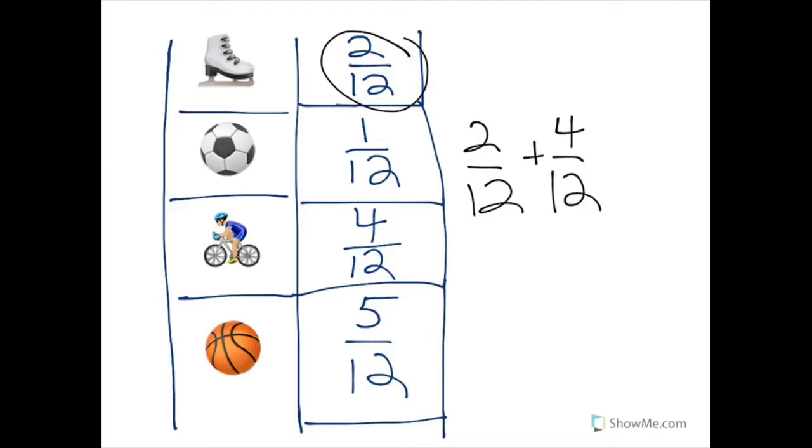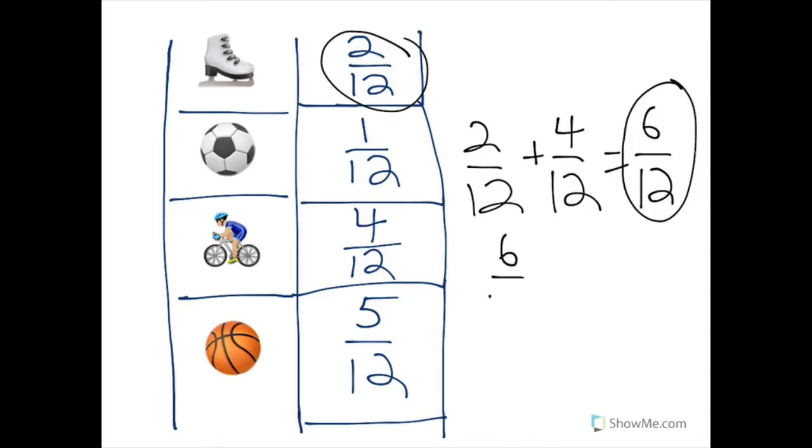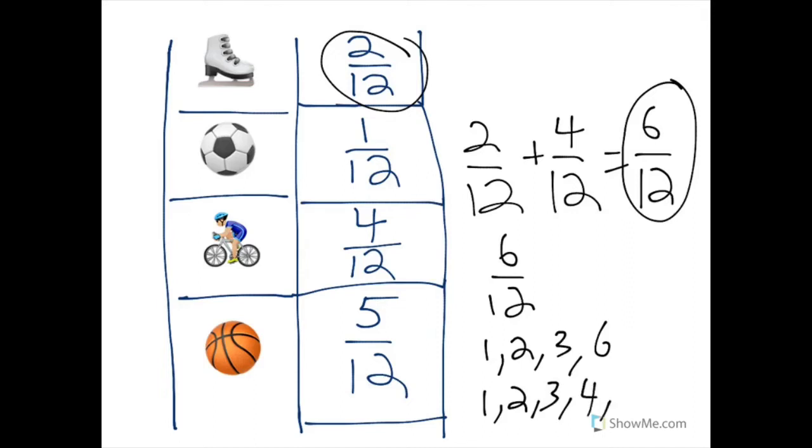So what we're going to do is we're going to add them together. We're going to get 6/12. Now, we see this fraction and we know that we can simplify it. So we have 6 and 12. It's just our factors of 6. We have 1, 2, 3, 6. Then our factors of 12: 1, 2, 3, 4, 6, 12.